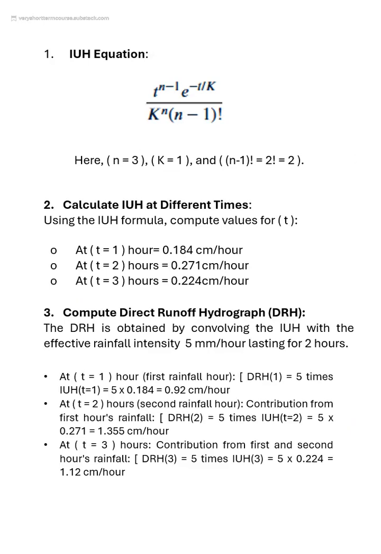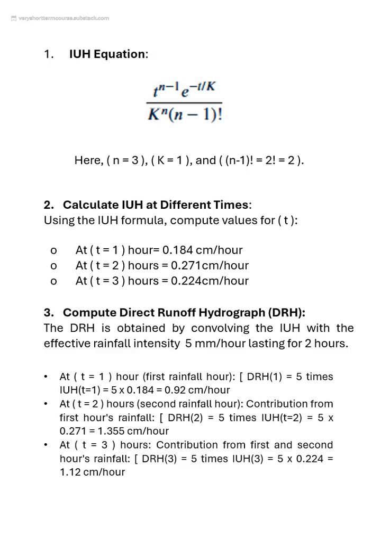I have already discussed this in my previous slide. This has been derived from the gamma function. Just substitute the values of n, k, so accordingly it will give. Now as you are drawing a hydrograph, you need to have the discharge. This IUH at T means discharge from the unit hydrograph at the tth hour.